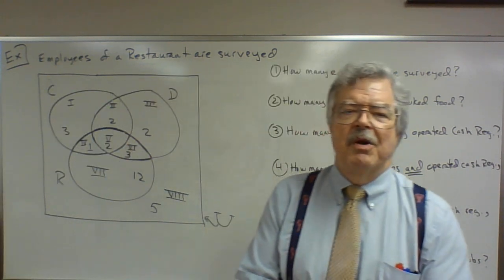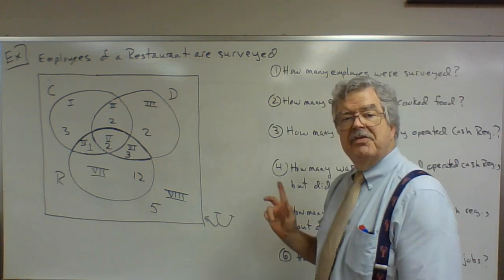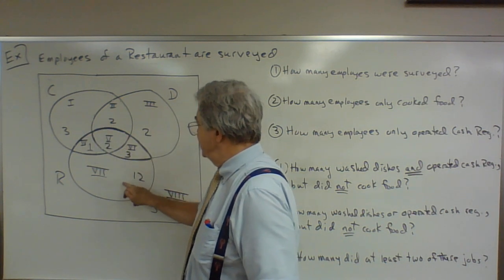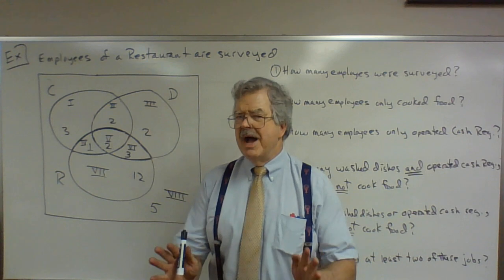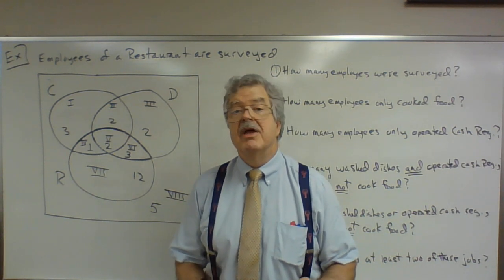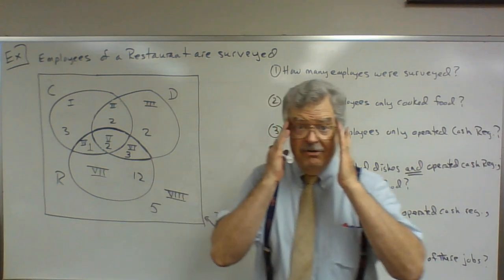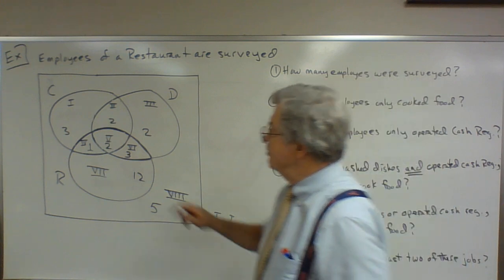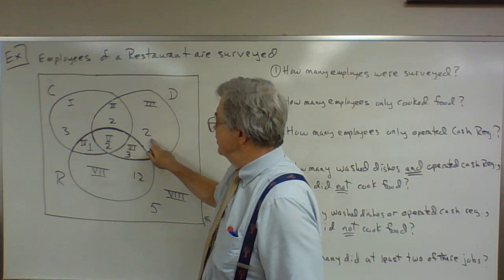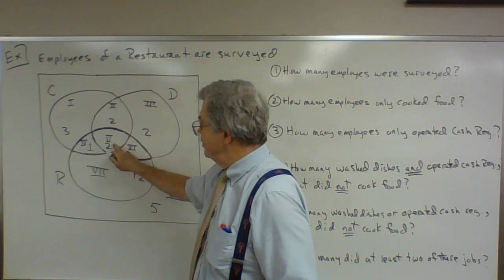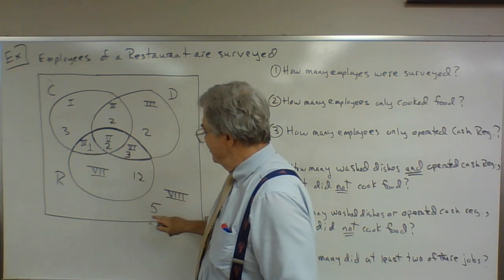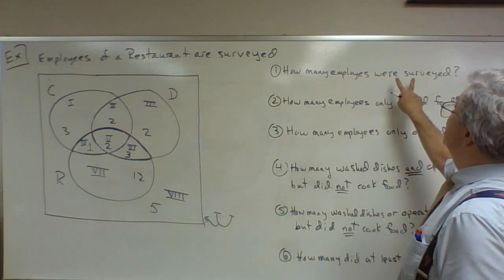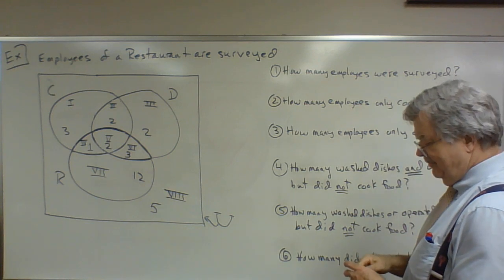They're disjoint. They don't overlap. So what that means is if we add up all of the people in each of these regions, we're not going to be counting anybody more than once. We'll be counting everybody exactly once. So just take the number in region 1, region 2, region 3, region 4, region 5, region 6, region 7, and region 8. Add them all up. That's how many total employees there were.